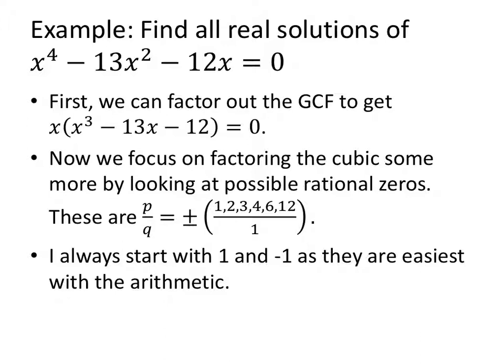So let's find all real solutions of x to the 4th minus 13x squared minus 12x equals 0. The first thing I would always do is factor out the GCF. Notice that each term has an x involved, so I take the x out, factor, I'm left with x cubed minus 13x minus 12. So now we could focus on factoring the cubic by looking at possible rational zeros. All the factors of 12, 1, 2, 3, 4, 6, 12, divided by all the factors of x cubed, of 1, it's 1. I always start with 1 and negative 1 because they're the easiest with arithmetic.